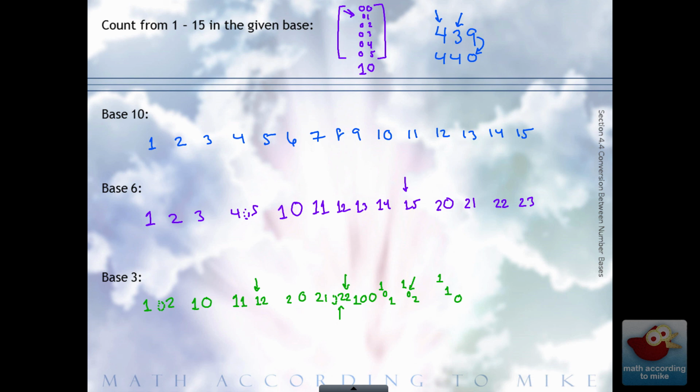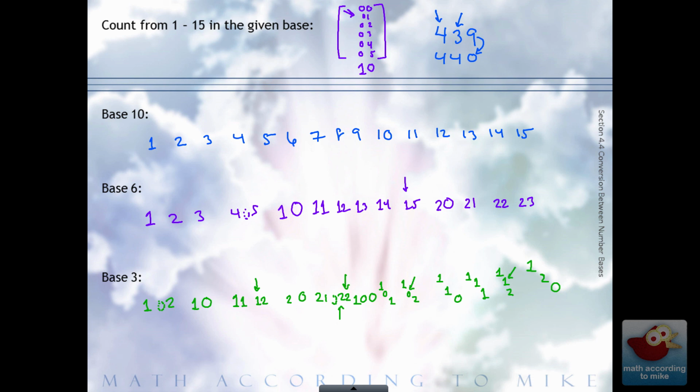So after 1, 1, 0, we have 1, 1, 1, 1, 1, 2. Again, 2 is the largest digit. 2 goes to a 0, which makes this one change to a 2. But since that middle number there was not at the max, it does not change the leftmost number, 1, 2, 0.